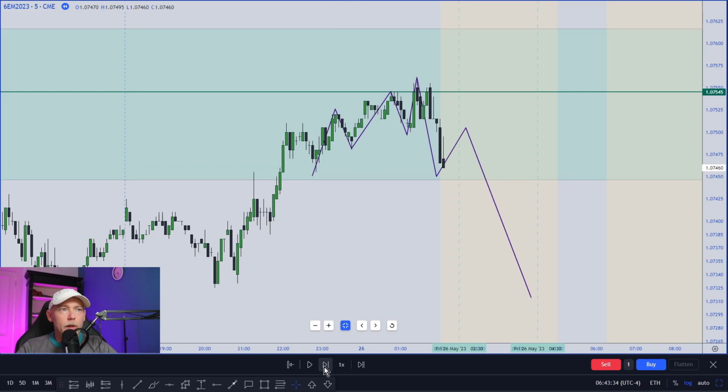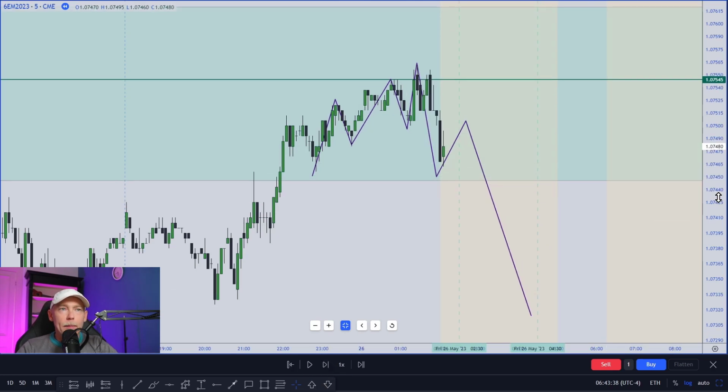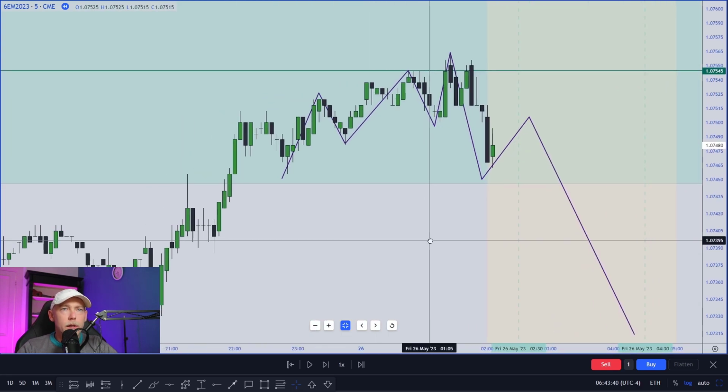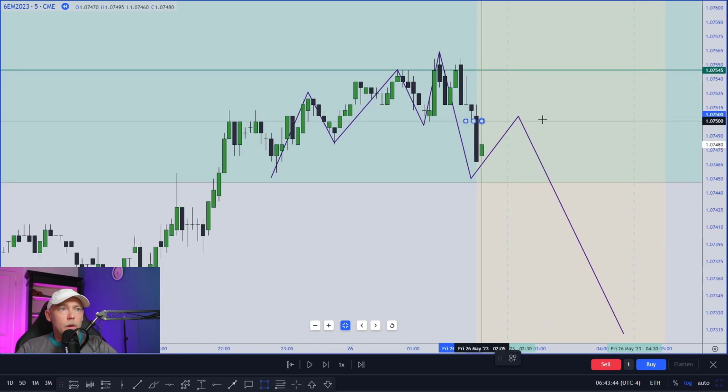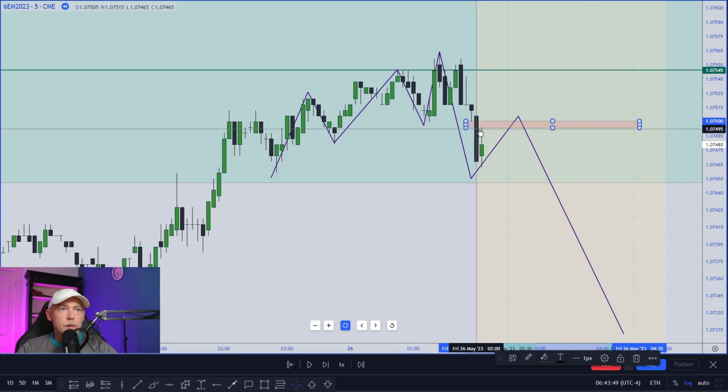I move forward. And then I spotted this fair value gap here on the 5-minute chart. We'll mark that up between this low and this high. So that was a fair value gap. So I was interested in potentially getting in short here.